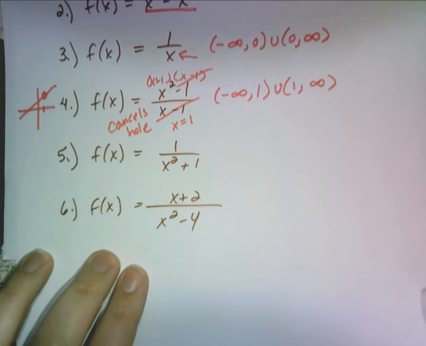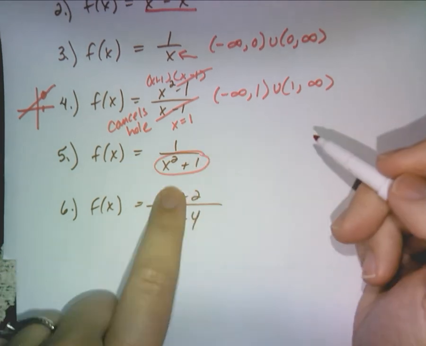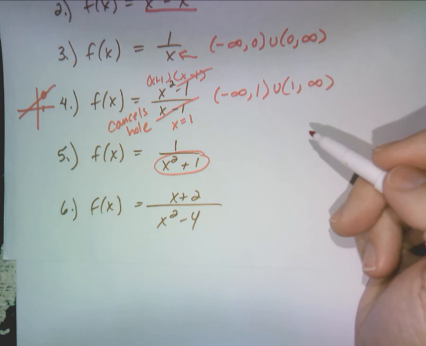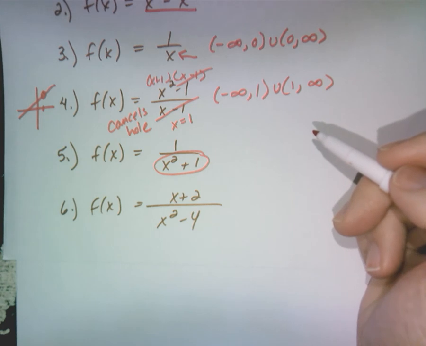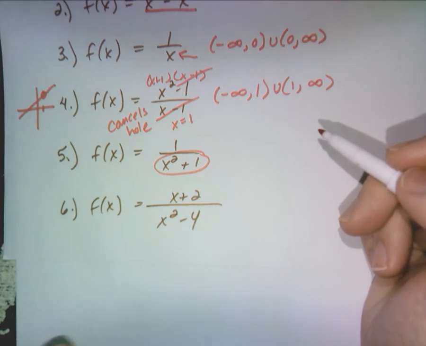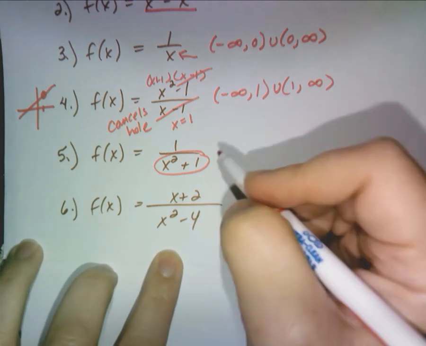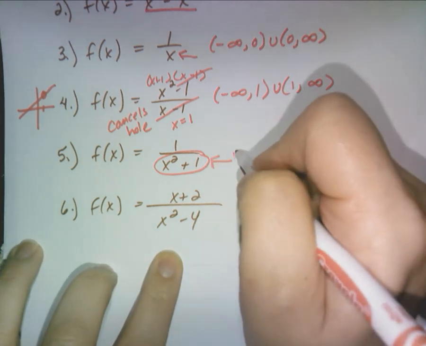All right, here we go. Number 5 here. When is this going to be a problem? When would the bottom ever become 0 there? At what? At i. Is there i's on your coordinate grid? No. There were tons of them on the SAT, ACTs.